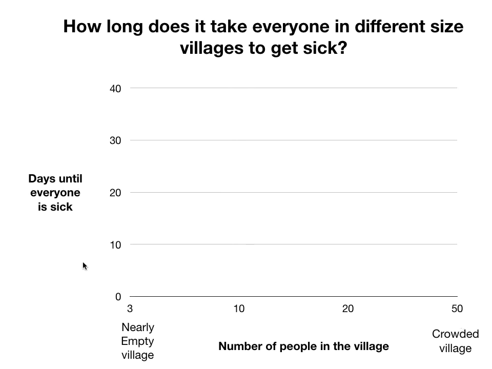Now let's say that it only takes like 1 day for everybody to get sick. What does that mean in words? That means that the disease spreads really quickly. But if it takes 40 days until everyone in the whole village gets sick, that means that the disease is spreading more slowly and it takes longer to spread.